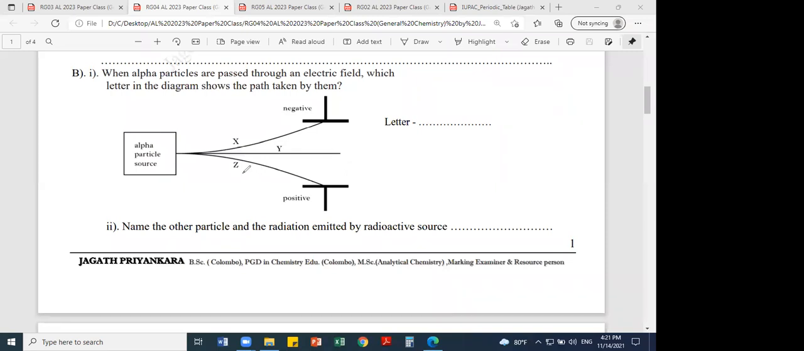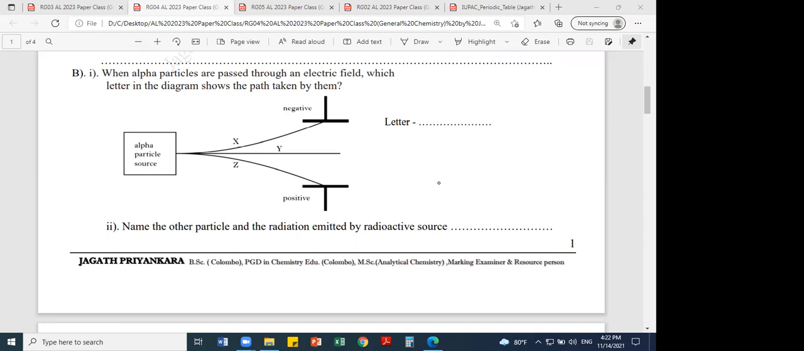So which one represents the alpha particle out of X, Y, Z? Can you post the answer to the chat? Ransiluni correct, Seshan correct, Chaniti correct. What about Dinethmi? What is the answer you got? Out of X, Y, Z, which one represents the alpha particle?